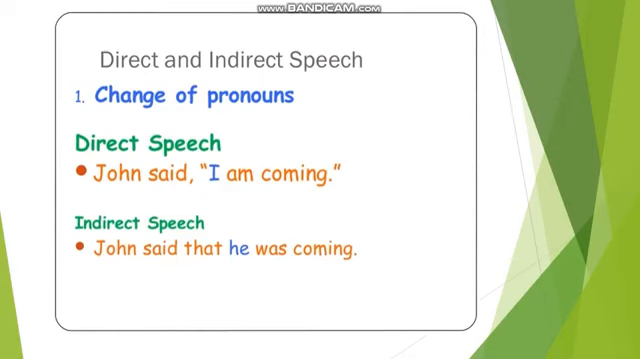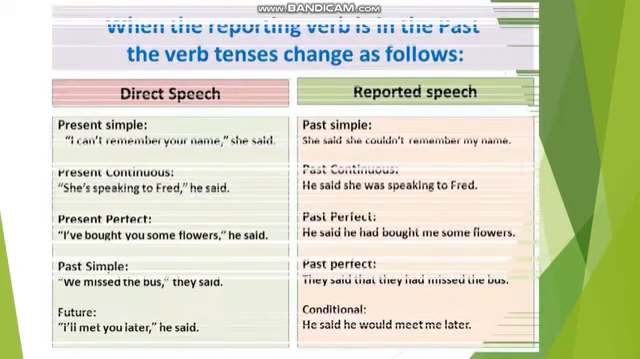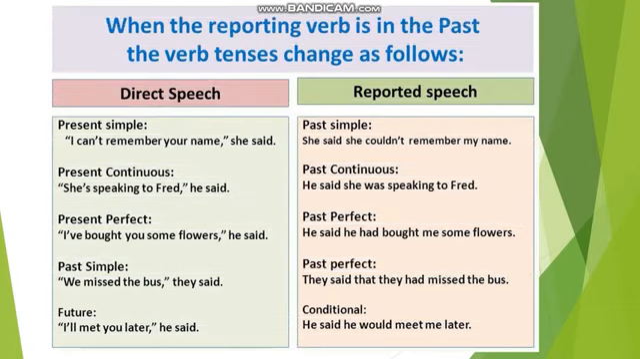Direct speech: "John said, I am coming." Indirect speech: "John said that he was coming." The pronoun I is replaced by he. Also, when the reporting verb is in the past, the verb tenses change as follows. Present simple changes to past simple. "I can't remember your name," she said. She said she couldn't remember my name.